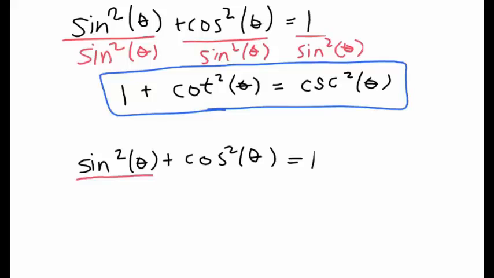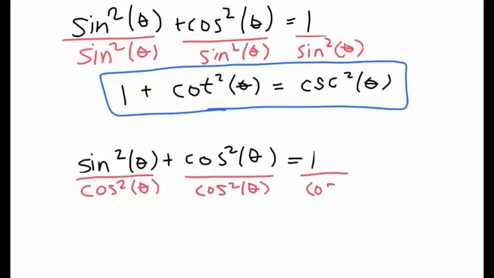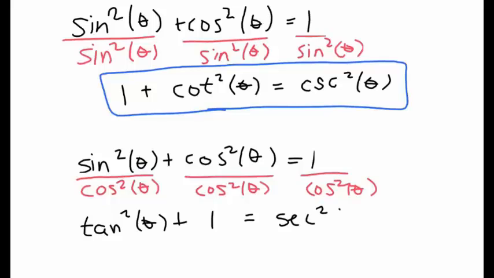In a similar fashion, we could take our original expression and divide everything by cosine squared theta and see what we get. So first, here we have sine squared theta divided by cosine squared theta. We know that sine over cosine is tan, so this is going to turn into tan squared of theta. Next we have cosine squared over cosine squared, that's equal to 1. And finally, our reciprocal function for cosine is secant, so we can write 1 over cosine squared as secant squared theta. So here's our final Pythagorean identity.